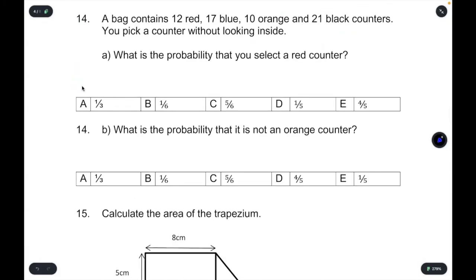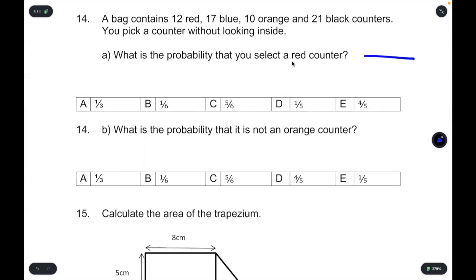14. A bag contains 12 red, 17 blue, 10 orange, and 21 black counters. You pick a counter without looking inside. What is the probability that you select a red counter? To work out a probability as a fraction, we have a numerator and a denominator. The denominator is the total number of outcomes, or in this case, the total number of counters, whereas the numerator is the outcome that we are selecting.